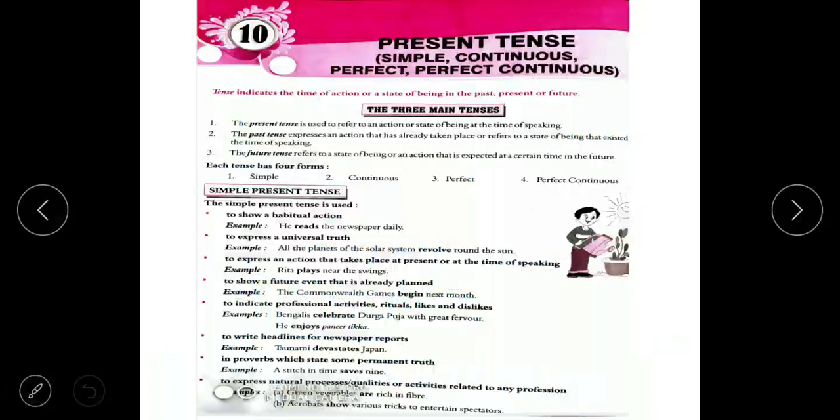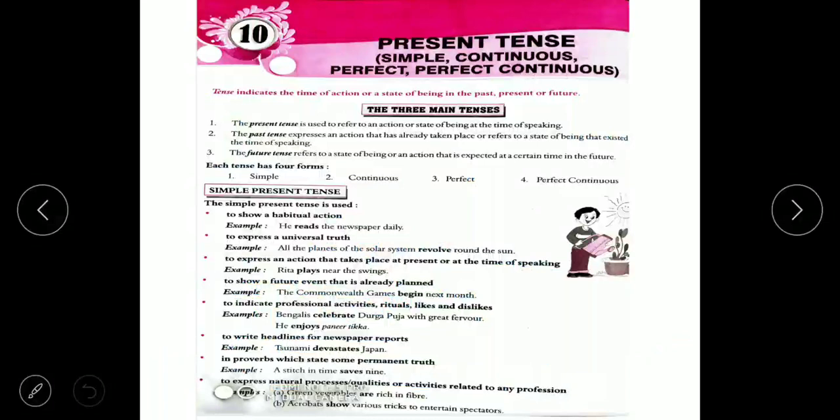The past tense expresses an action that has already taken place or refers to a state of being that existed before the time of speaking. The future tense refers to a state of being or an action that is expected at a certain time in the future. Each tense has four forms: simple, continuous, perfect, perfect continuous. Like simple present tense, present continuous tense, present perfect continuous tense.